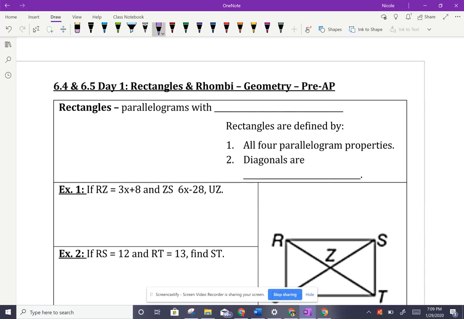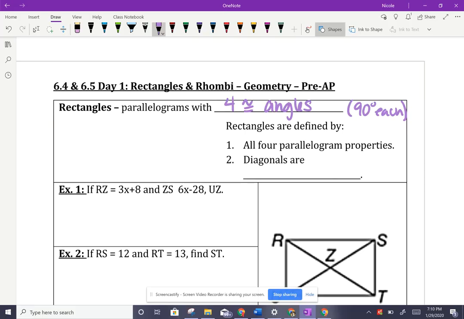So rectangles. Rectangles are parallelograms, and the way they are special or different from regular parallelograms or rhombuses is that they have four congruent angles. If you're a quadrilateral, which means you have an interior angle sum of 360 degrees, and you have four congruent angles, that means all of your angles have to be 90 degrees each. That might be something you already knew.